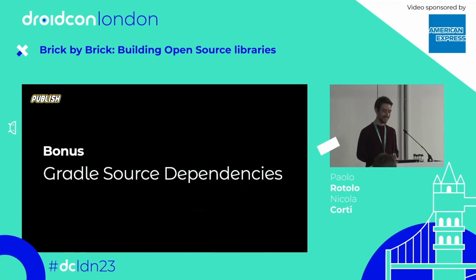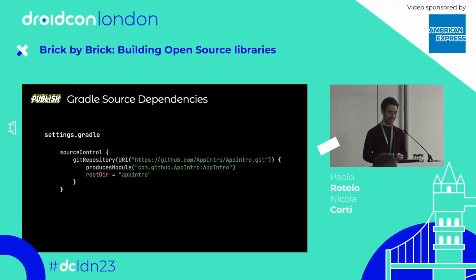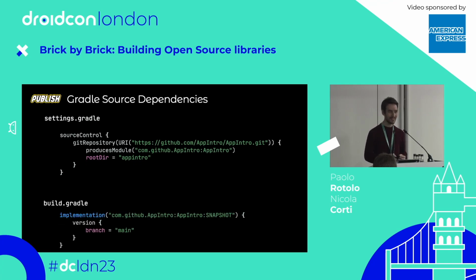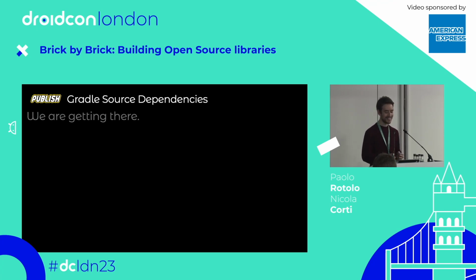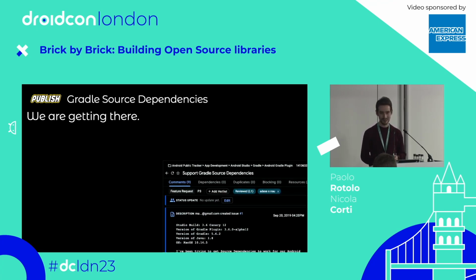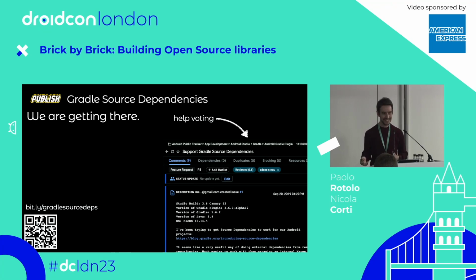And just a little bonus, Gradle source dependencies. What do you think if you could just specify in Gradle a Git repo, and tell Gradle, okay, take this repo, clone it, and add it as a module of my app? Well, this is possible to do. This is supported by Gradle, but this is not supported by Android Studio. So we are getting there. There is a ticket for that too, so you can help by voting there if you want that feature.